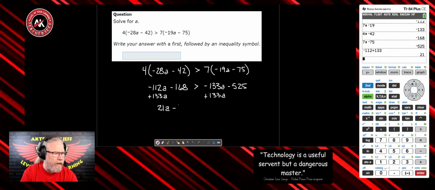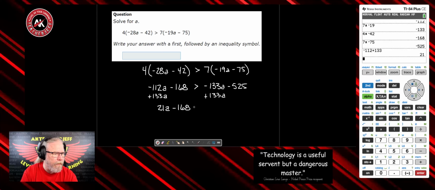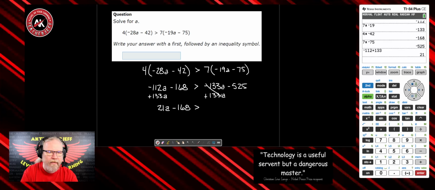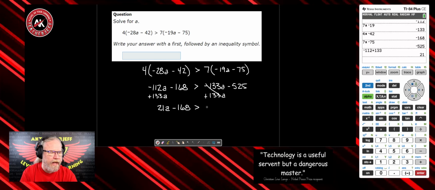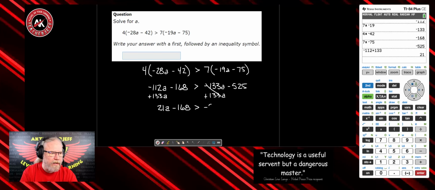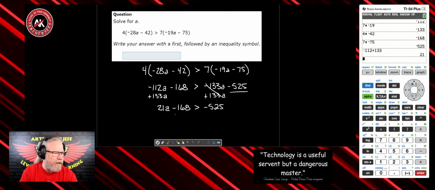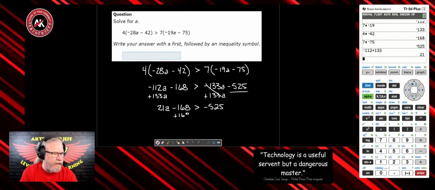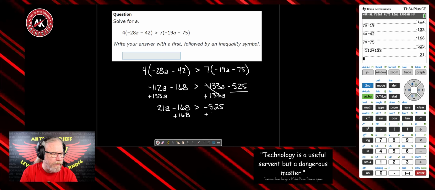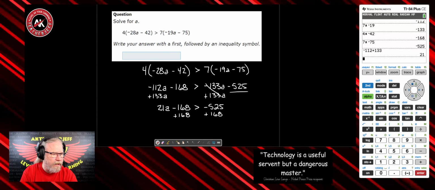Let's bring down our negative 168. And the negative 133, positive 133 cancels each other. And I got minus 525 still that I have to bring down, right? Now let's go ahead and add 168 to each side. We do to one side, we're going to do to the other, 168.